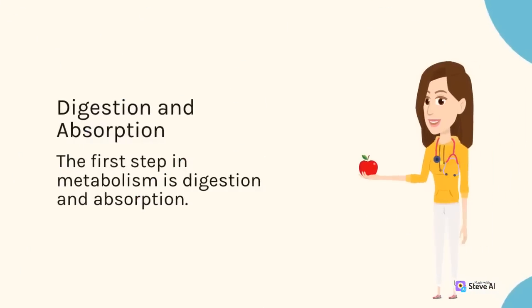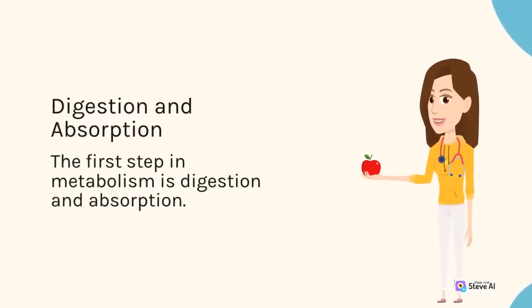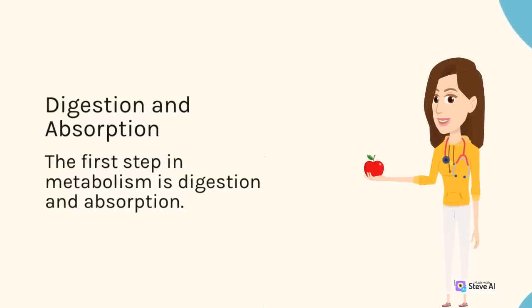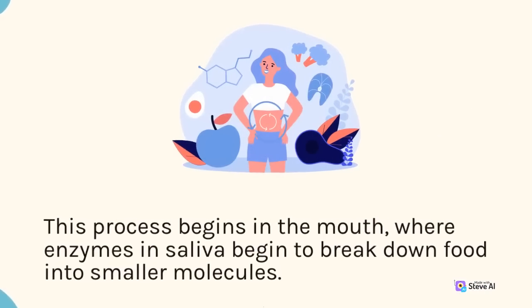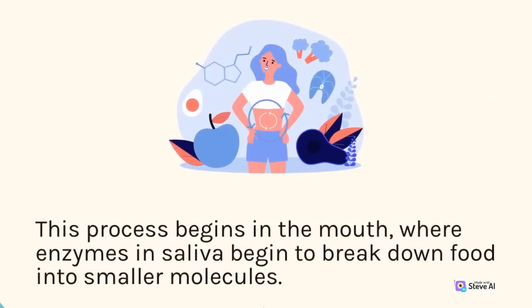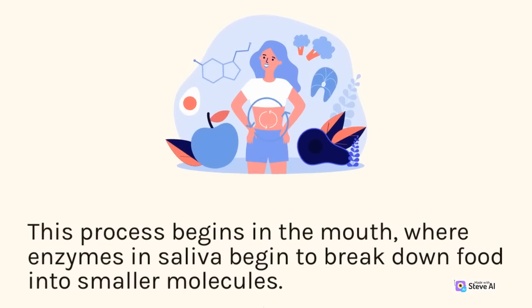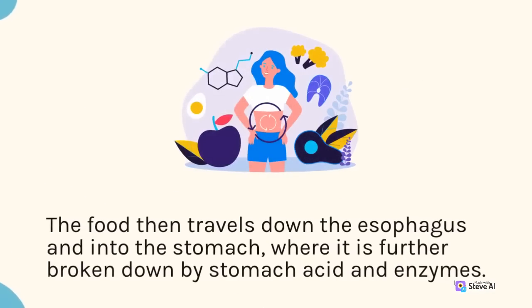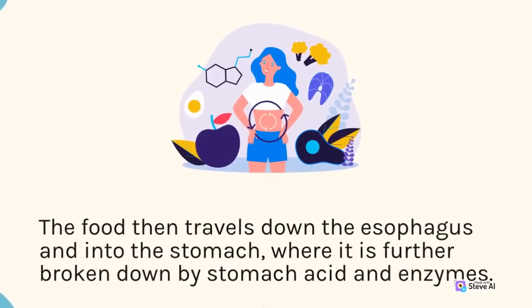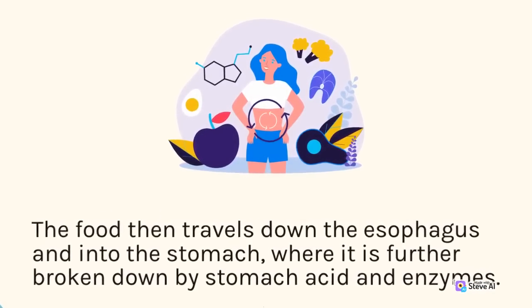Digestion and absorption. The first step in metabolism is digestion and absorption. This process begins in the mouth, where enzymes in saliva begin to break down food into smaller molecules. The food then travels down the esophagus and into the stomach, where it is further broken down by stomach acid and enzymes.